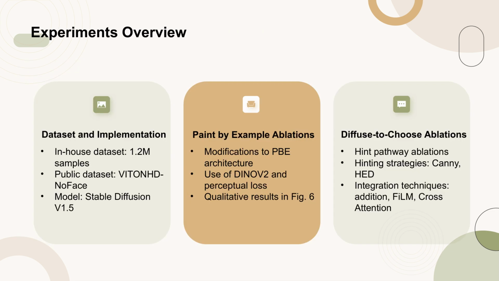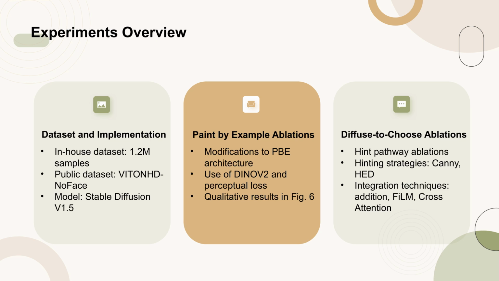In this section, we discuss the experimental setup and the various ablations performed to optimize our models. Firstly, we detail the dataset and implementation specifics. We compiled an in-house dataset of 1.2 million samples and also utilized the VITON No-Face public dataset. Our model backbone is Stable Diffusion version 1.5.